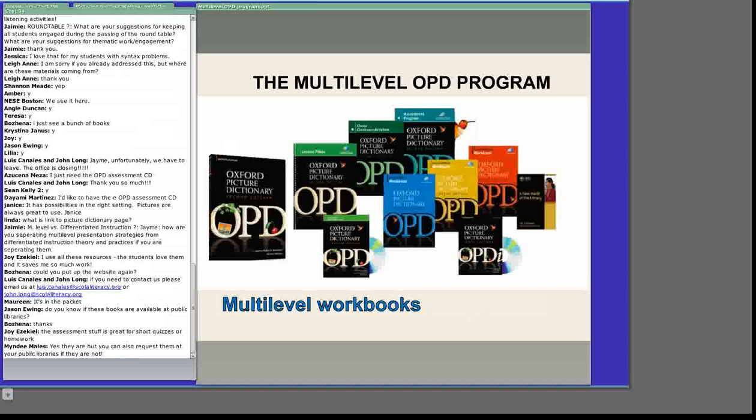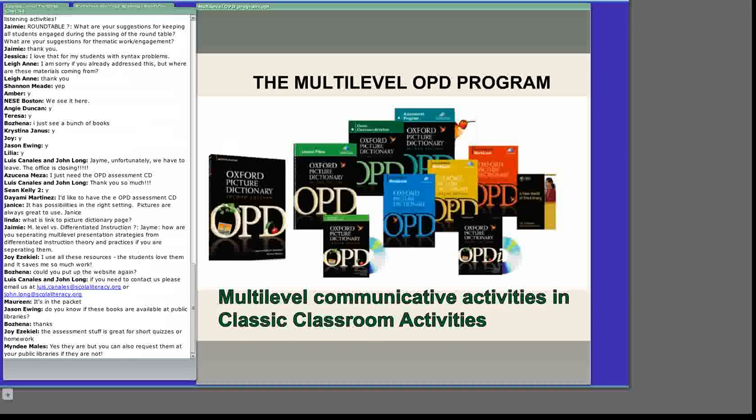And the multi-level communicative activities, the sentence makers, the grid games, the peer dictations, all of those are in classic classroom activities. There is an assessment program as well. I saw some of you writing about that.